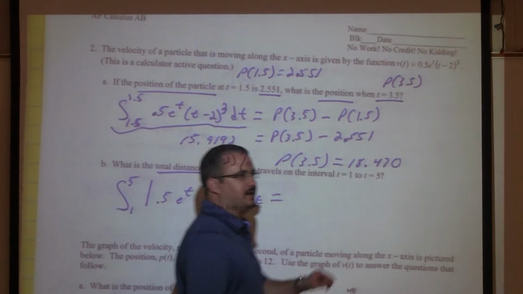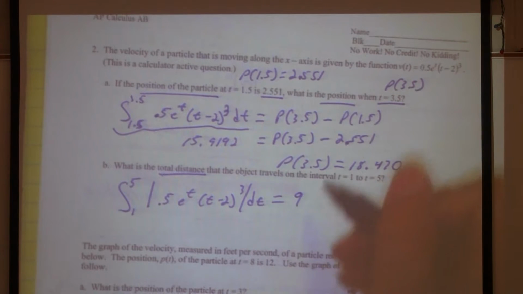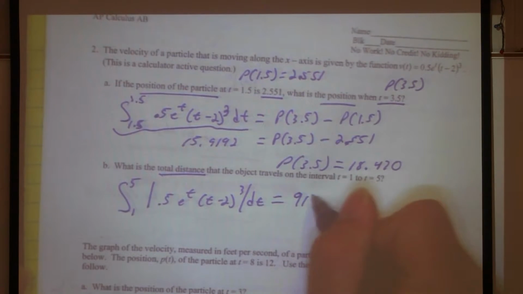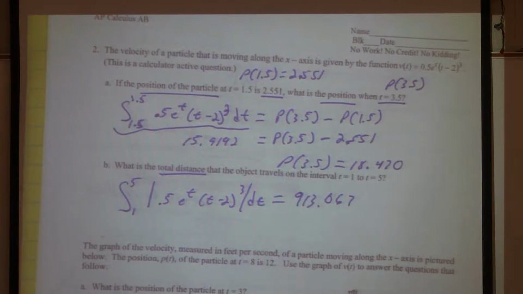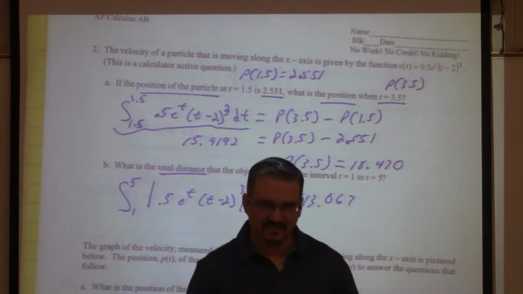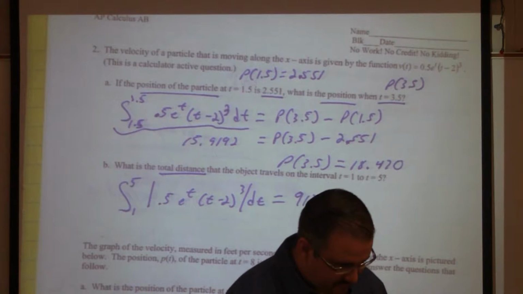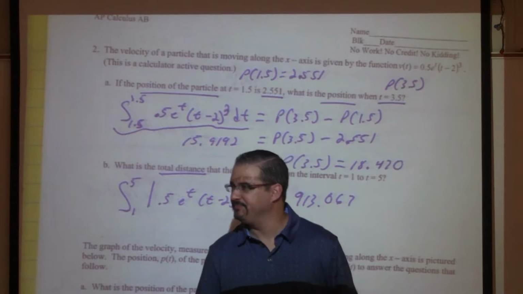You could go up and copy what you want to paste in the absolute value, but I don't think it just lets you add the absolute value. Should be a large number. 900 something. 913.067, yes, you didn't do anything wrong. Good? Super easy?